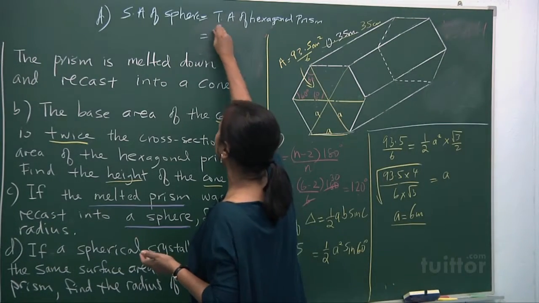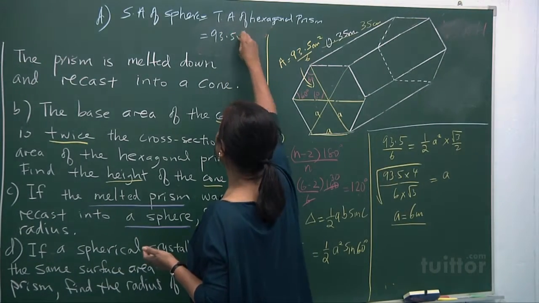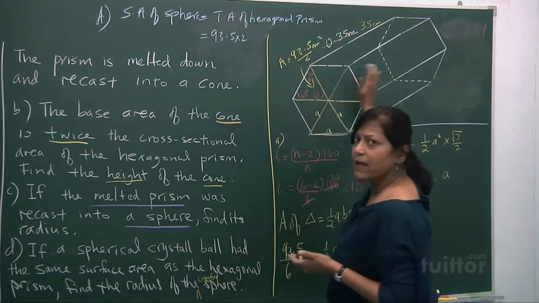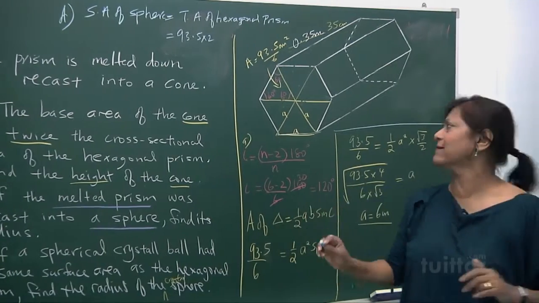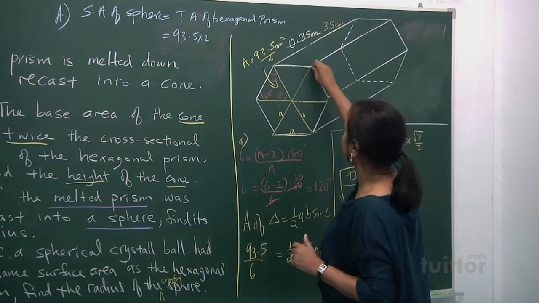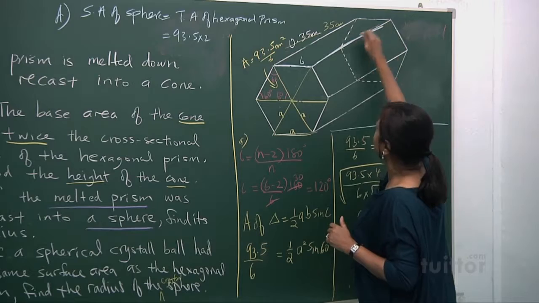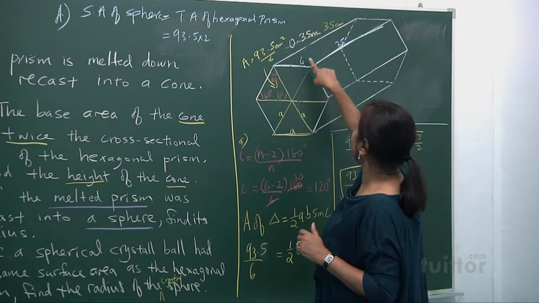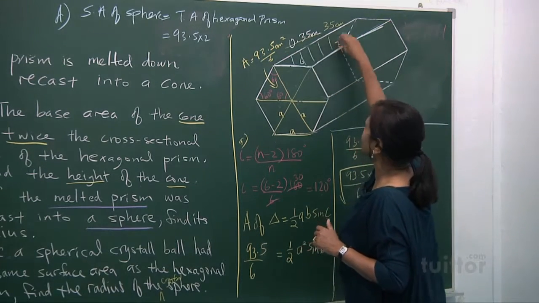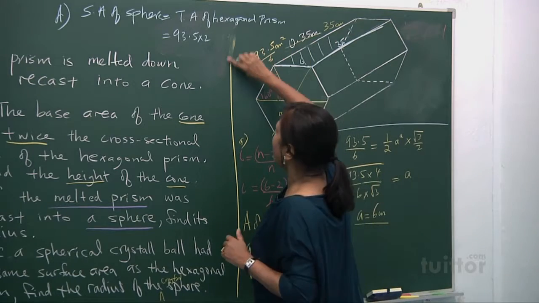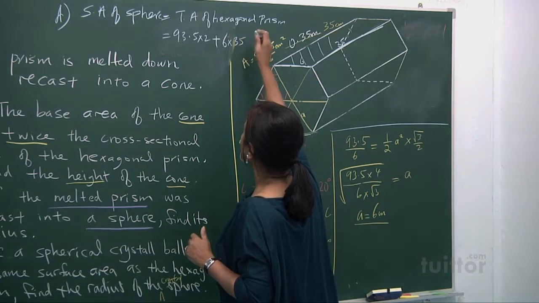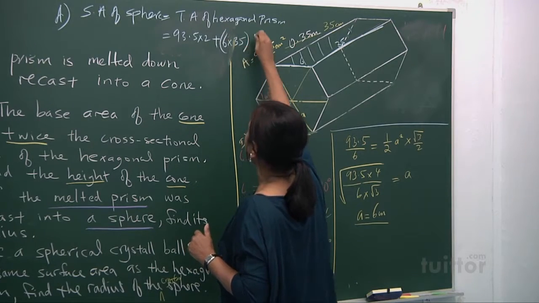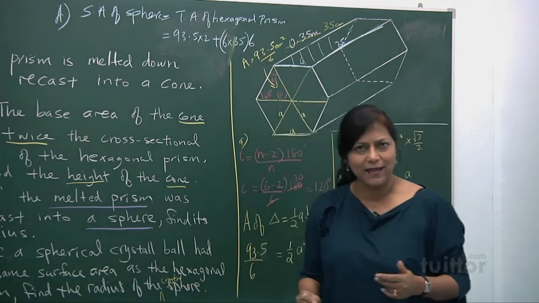93.5 is multiplied by 2, yeah, because you're given. And we've got how many rectangles? 6 rectangles. And each is 6 by 35. So the area of one rectangle will be 6 times 35. You're going to add to this plus 6 times 35. And how many of that? 6 of it. 6 rectangles.